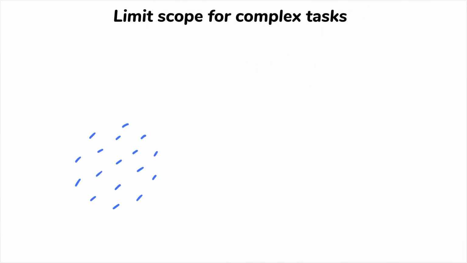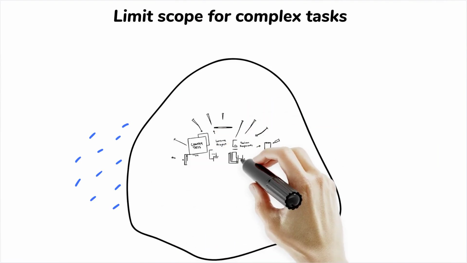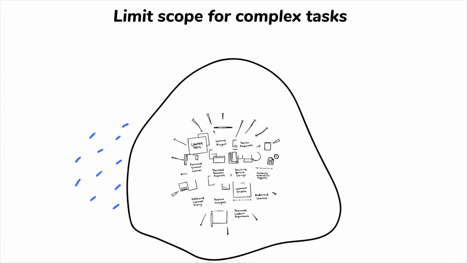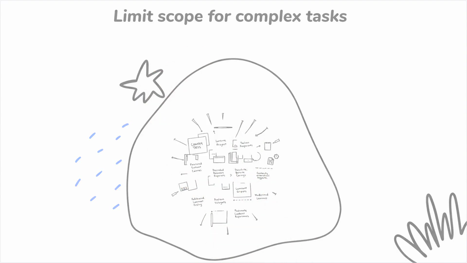Limit scope for complex tasks. For large problems, focus on one piece at a time. For example, first, explain how to implement a REST API in Django, followed by: now add JWT authentication to the API.